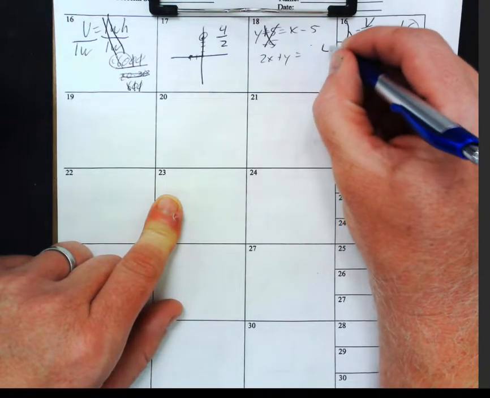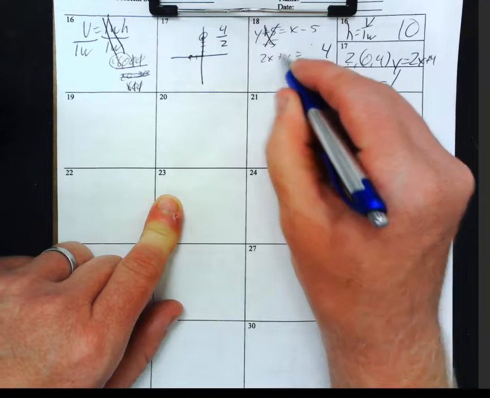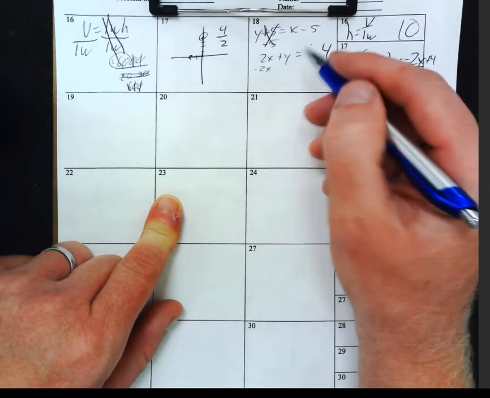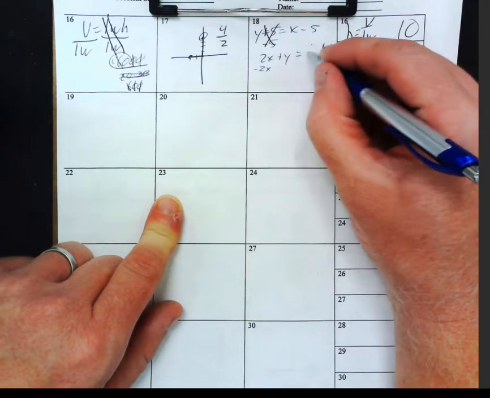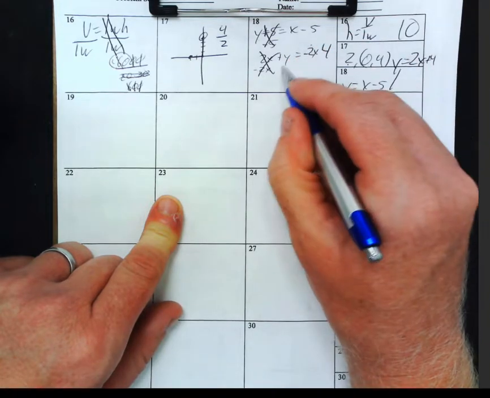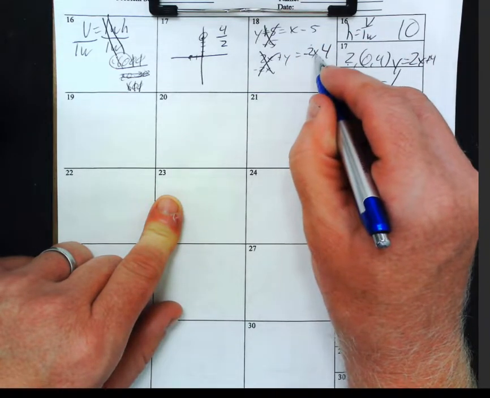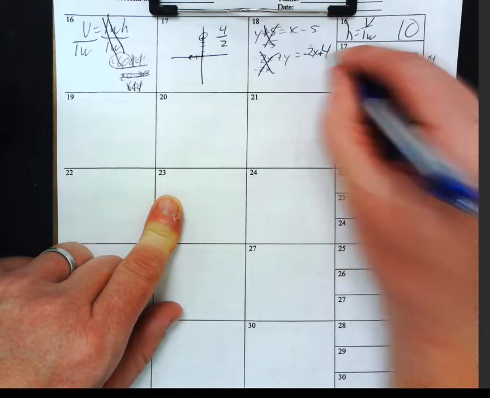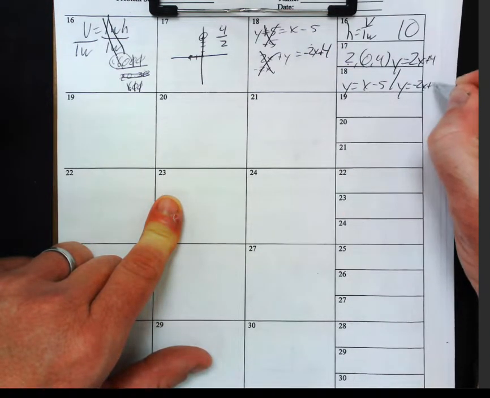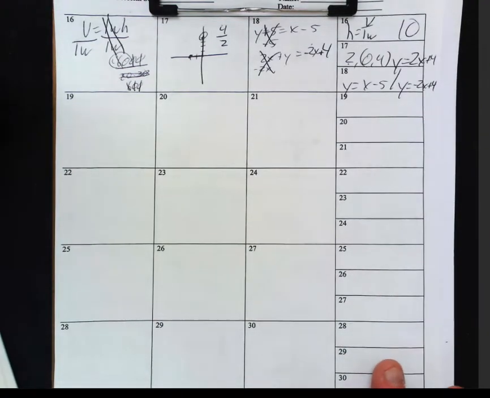The next one they give me is 2x plus y equals 4. I'm going to write the 4 out here so I have a gap. I've got to get y by itself, so the 2x needs to go. It's positive, so I make it negative. Subtract 2x on the left, subtract 2x on the right. Gone. y equals negative 2x plus 4.